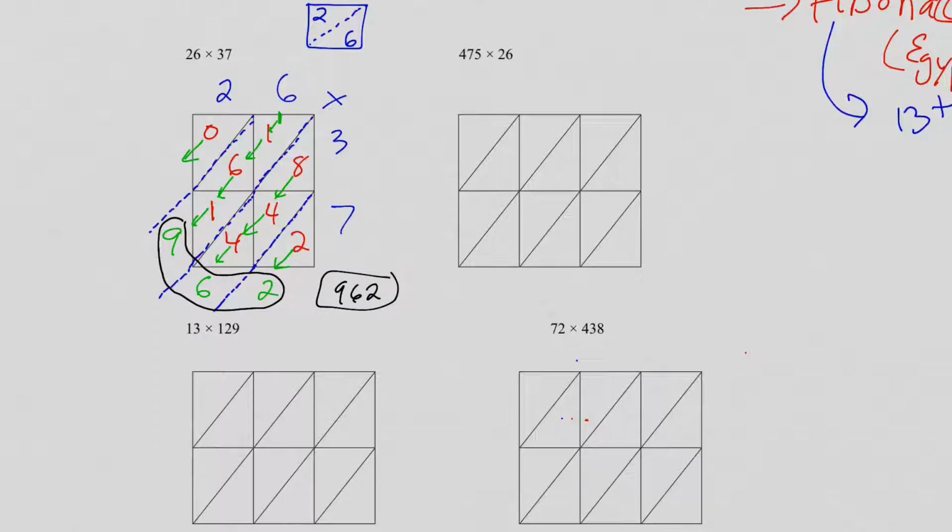Okay, you will have to show this type of work on the test. You cannot just type in 26 times 37 in your calculator and get 962 because you will not get any credit for that on the test. You do need to show the boxes or the lattice process.